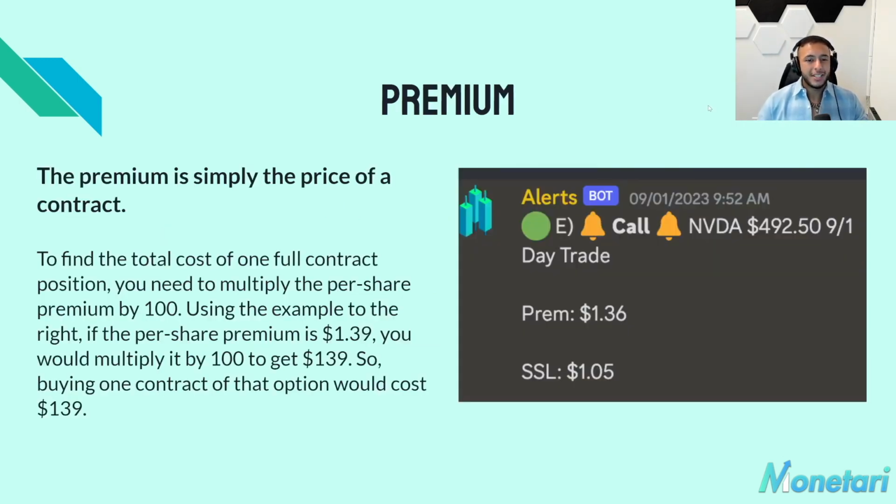Now, the premium is basically just the price of an options contract. It's really not that deep. You find the total cost of one full contract position by multiplying the per share premium by 100. So for example, with this exact NVIDIA play, we look at the premium, it says $1.36. The actual option contract will cost you $136, multiplying this by 100. Why? Because each contract gives you the right to buy NVIDIA at 492.5 100 times, so for 100 shares. So when we use this example, if the per share premium is 1.39, for example, you would multiply it by 100 to get $139.